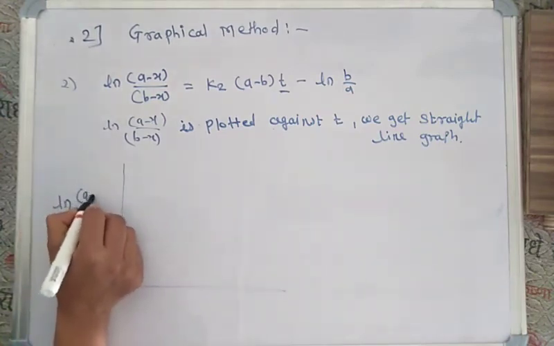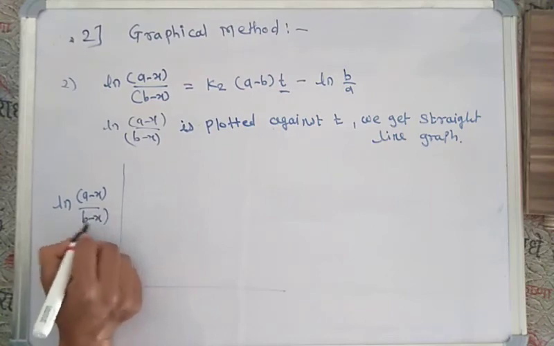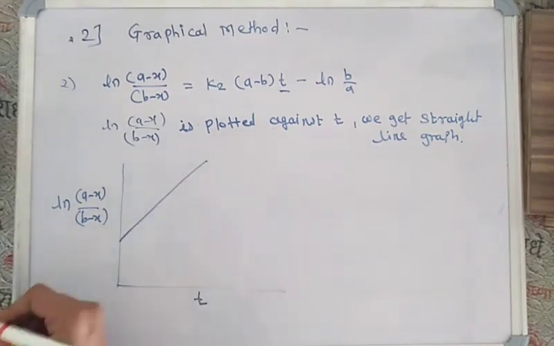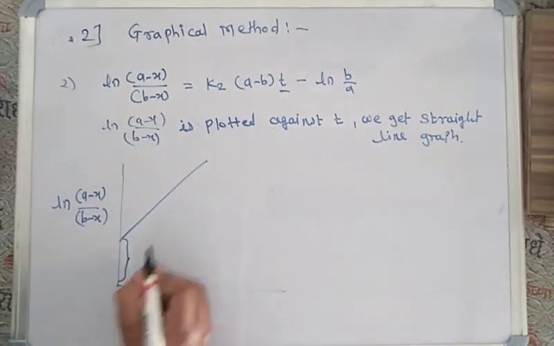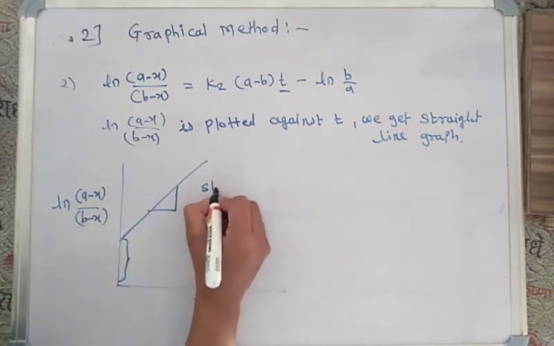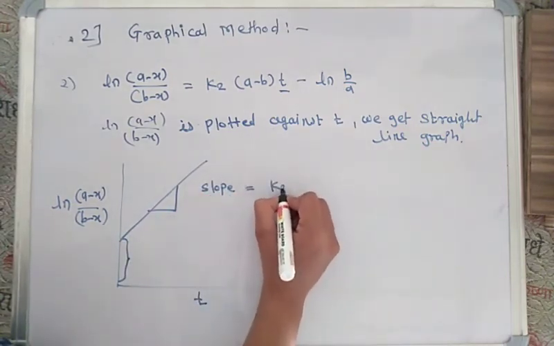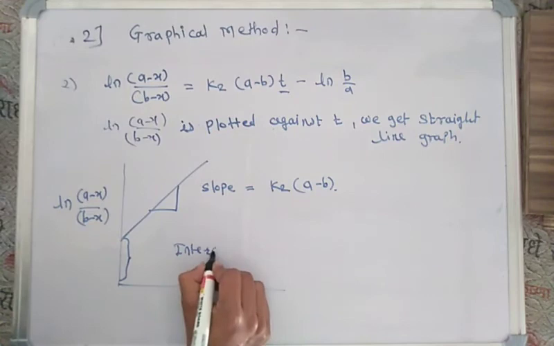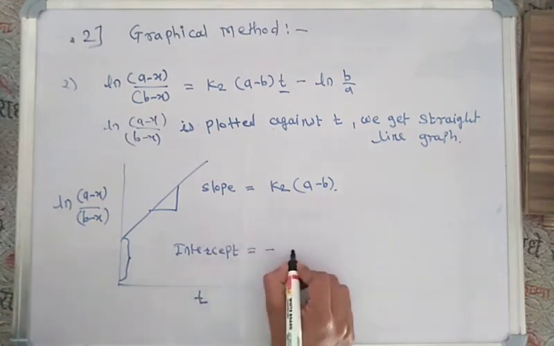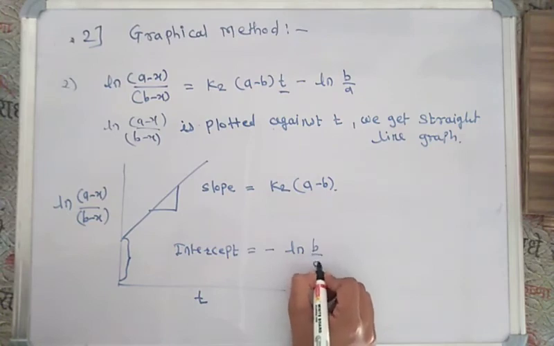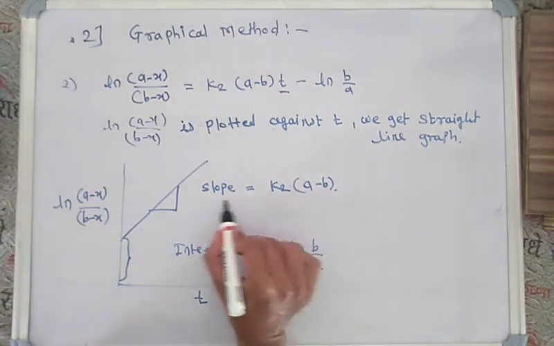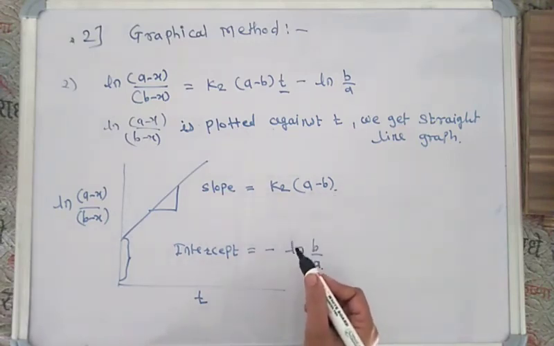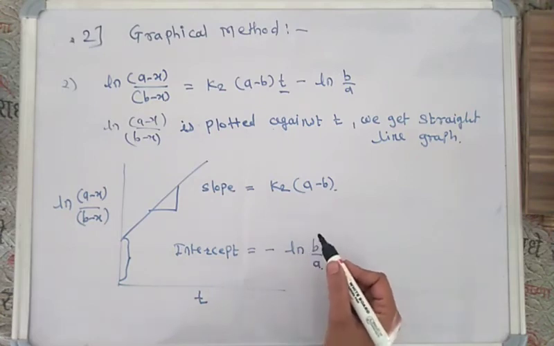ln of a minus x divided by b minus x against time t. We obtain a straight line like this, and here we get the intercept and a slope, that is, slope is equal to k2 into a minus b, and intercept is equal to minus ln of b upon a. We see here the slope is equal to k2 times a minus b, that is for the graph of unequal initial concentrations of a second order reaction.